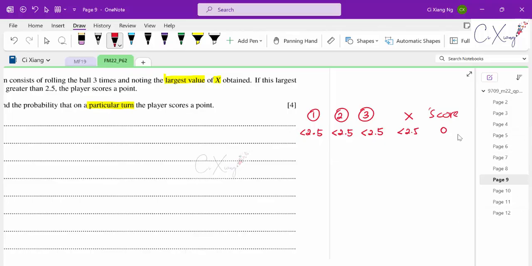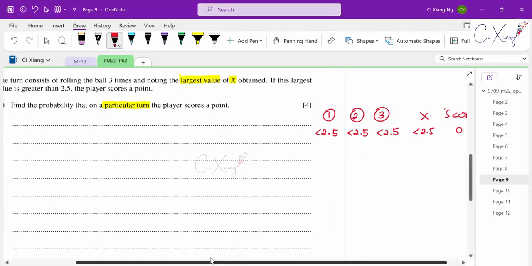Okay, so if I find the probability of all the 3 rows being less than 2.5, then I'll get a 0 score. To find the probability of getting 1 score, I can take 1 minus the 0 score probability. So this is what I plan to do, to carry on to find the answer, the probability. So I will focus on finding all the three rows that are less than 2.5.